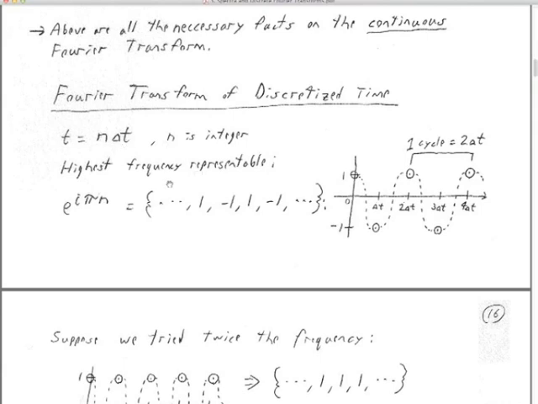So the highest frequency representable is a series which is 1, the next sample is -1, the next sample is 1, the next sample is -1, right? I think just by inspection you really can't put a higher frequency than that into this sample interval. At n equals 0 times delta t, we have 1. At 1 times delta t, we have -1. We have 1 at 2 times delta t, and so forth. So here's the time series.